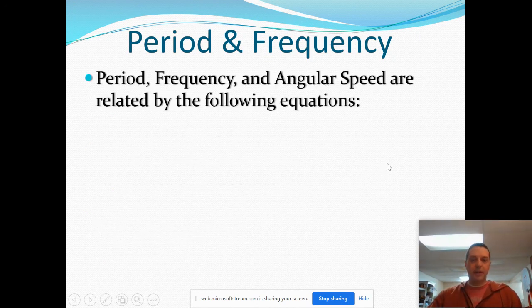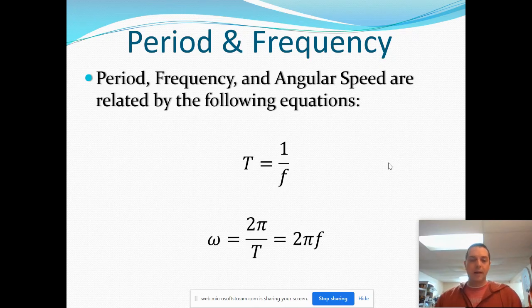We have equations that relate period, frequency, and angular speed. The first one is one that you're familiar with: period is equal to 1 over frequency. They're inverses of each other. Of course, this means that frequency is equal to 1 over period. But what we really want to get to is a discussion about angular speed. So we want to relate angular speed to both period and frequency. We can say that angular speed is equal to 2 pi divided by period, or we could say it's 2 pi times frequency. The 2 pi is relevant because within 1 full oscillation, there is 2 pi radians.